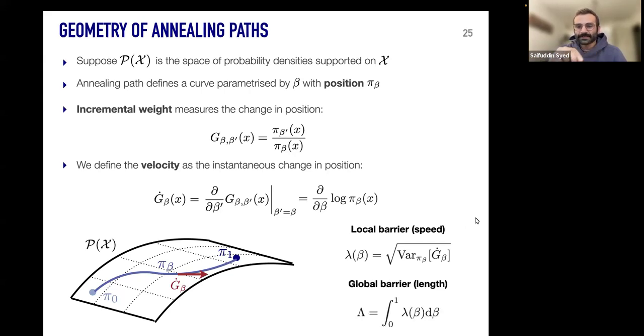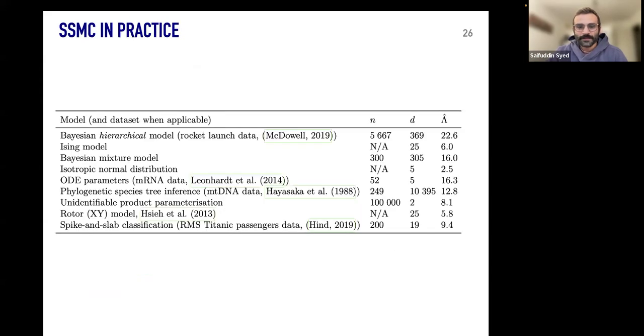If I integrate the speed of a curve, that gives me a length. So this capital Lambda, which I'm going to call the global barrier, in some sense encodes the length of our annealing path. And we're going to see that this encodes the difficulty of our sampling problem and measures how far away the reference and target are from each other and how it impacts the performance of our algorithm.